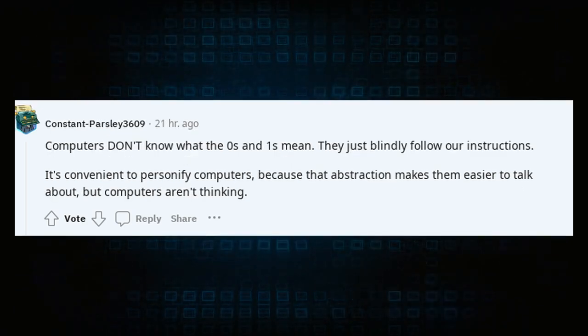Computers don't know what the zeros and ones mean. They just blindly follow our instructions. It's convenient to personify computers, because that abstraction makes them easier to talk about. But computers aren't thinking.